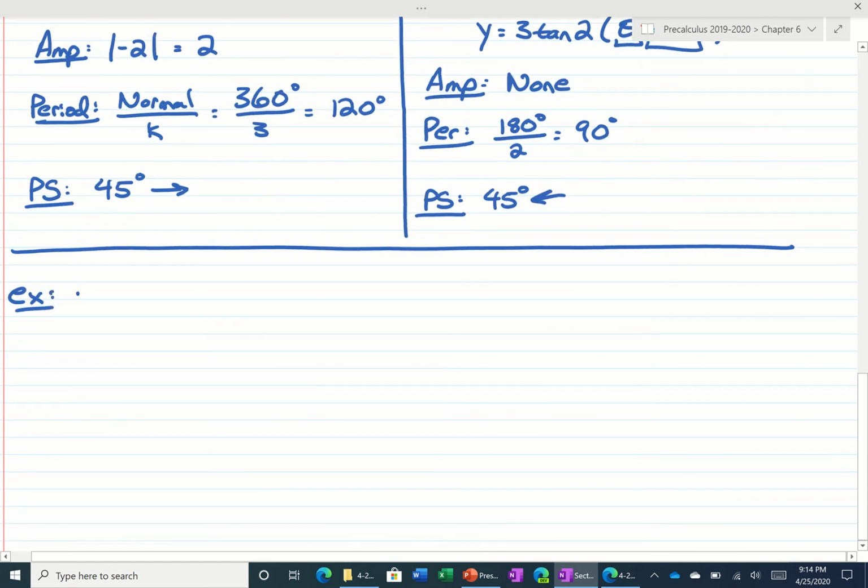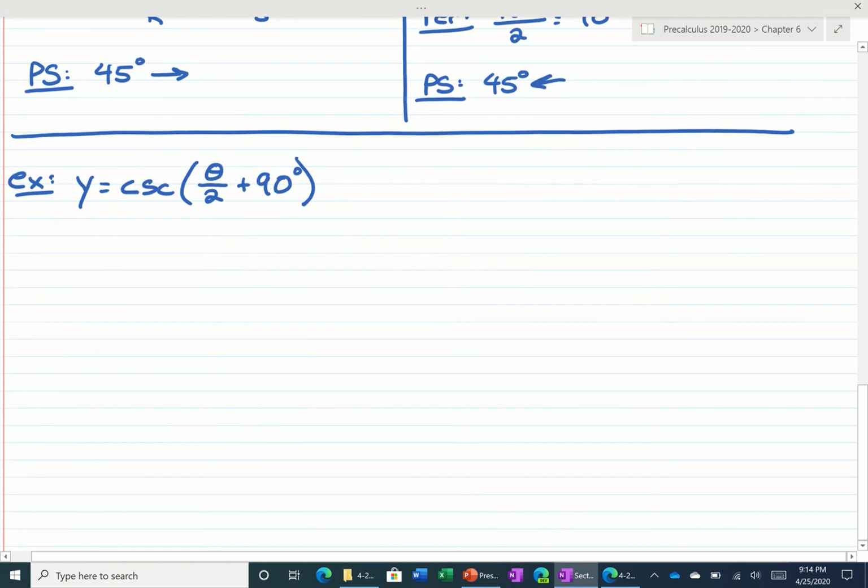What about a problem like y is equal to the cosecant of theta over 2 plus 90 degrees? Now remember, there's no amplitude because it's not sine or cosine, so you put none. Anything else would be wrong. It has to be none. Second thing is your period.